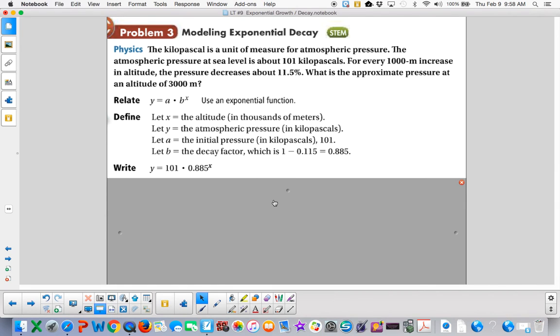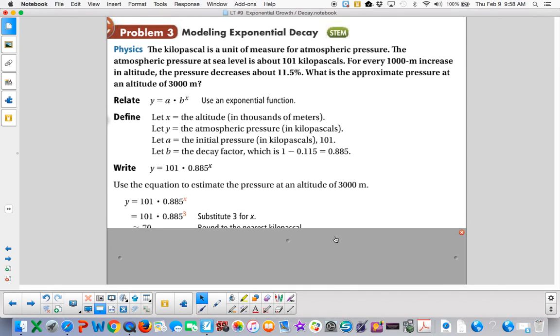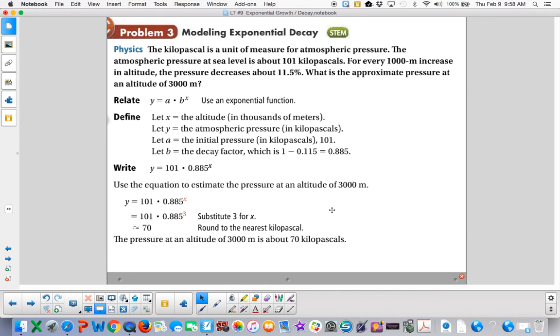So we're writing that out with X. We use the equation to estimate the pressure at 3,000. It says for every 1,000, so we're going to plug in 3 for X, and we're going to get 70. So it's about 70 kilopascals.